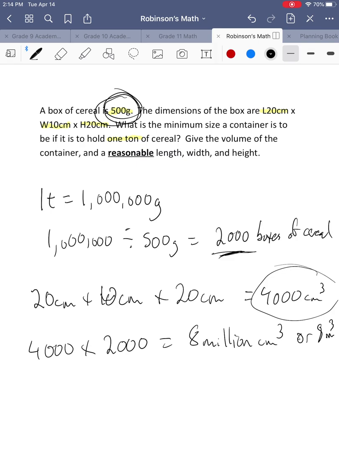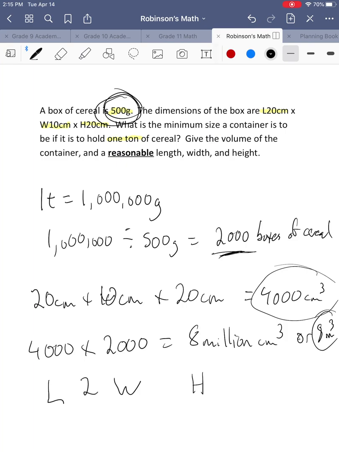So, if we know that the size of the container is going to be 8 meters cubed, basically what we need to do is find the length, the width, and the height of the container. And so basically we just have to find three numbers that when we multiply them together give us 8. So, there's a couple of right answers to this question.